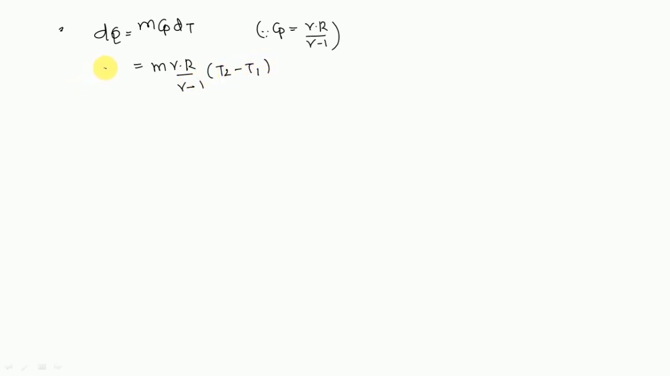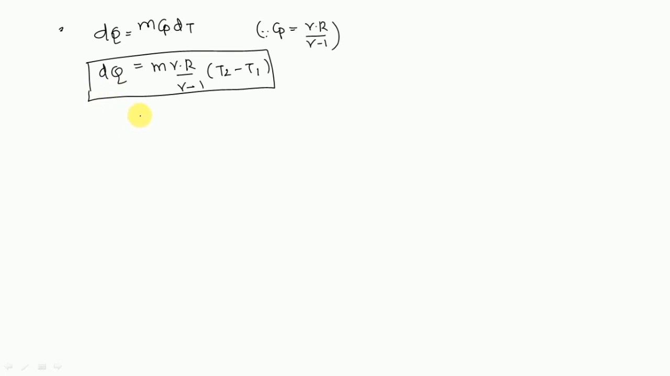Now here dQ is equal to m Cp dT, but we know the relation of Cp, gamma and R: Cp is equal to gamma into R upon gamma minus 1. If you put this relation in this value, then m Cp becomes gamma into R upon gamma minus 1, into the change in temperature T2 minus T1. So this is the final relation of heat transfer for the isobaric process.